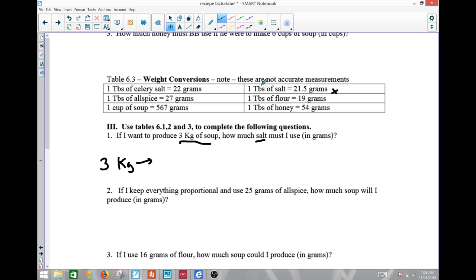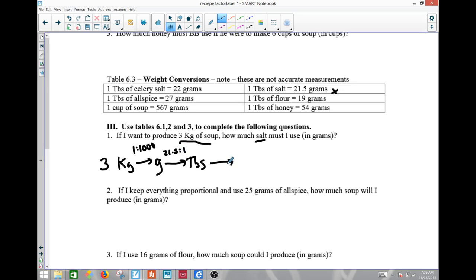Okay, so I want to be able to flip this to a volume, mass to volume, but this is in kilograms. So I'm going to go to grams. That's a standard metric conversion. One of those is 1,000 of these. So it's 1 to 1,000. That's that one. Grams to tablespoons. This is 21.5 to 1.